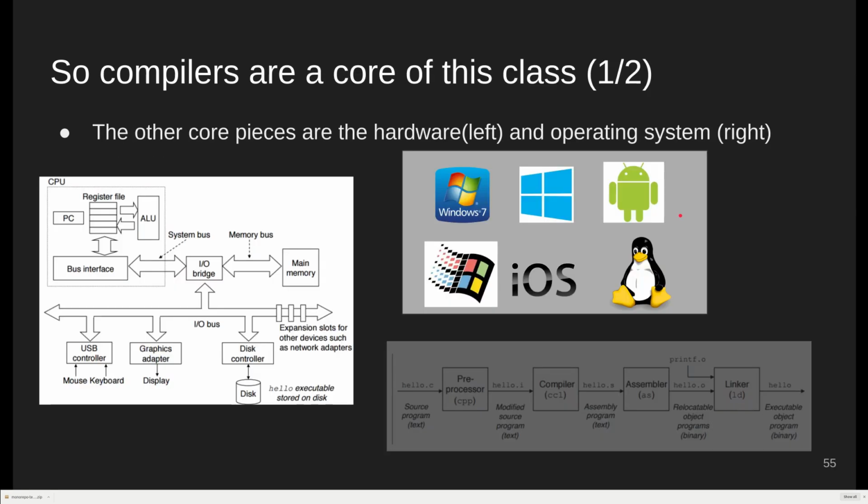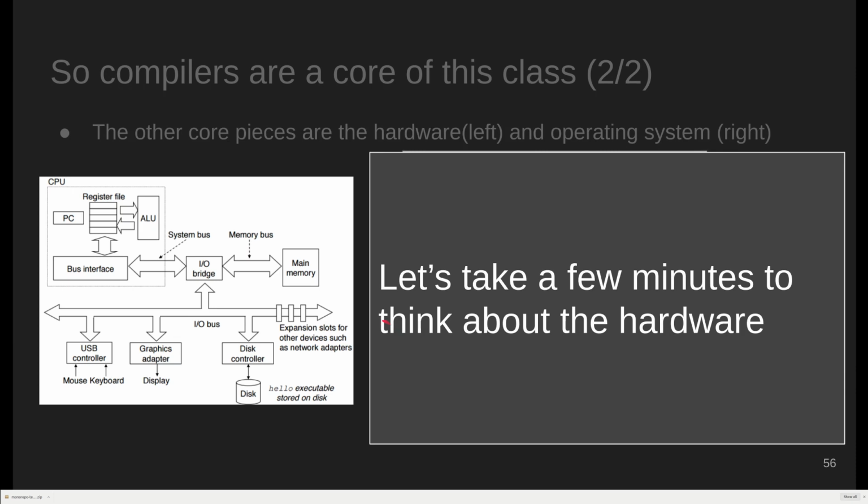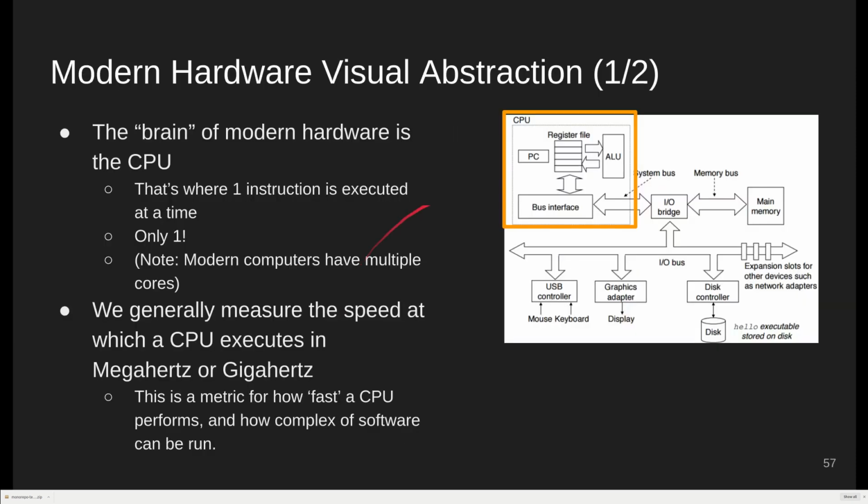Okay, so compilers, this sort of picture is going to be a core of this class. Okay, the other pieces that are going to be important, at least on the system side, we'll get to the algorithm side, is the hardware and then the operating system. Okay, so let's take a few minutes just to talk about the hardware. And we're going to look at this picture a couple times. It's kind of useful. The hardware is really the brain of the machine, where the CPU is.